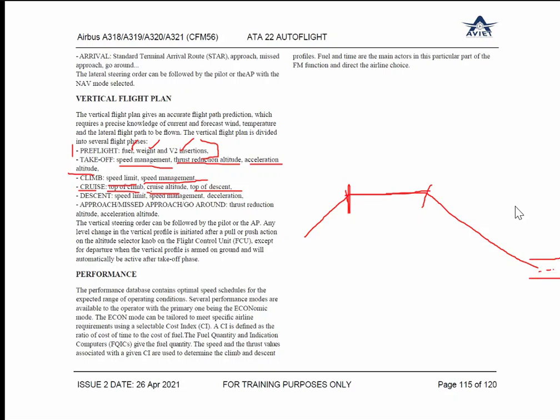Clear? Yeah. If you start from here, then you have to do like this, which is dangerous. If you do from here, then it will take more time. So the optimum top of descent is decided as per flight plan. You got my point? They are all operational things. It is nice to know.